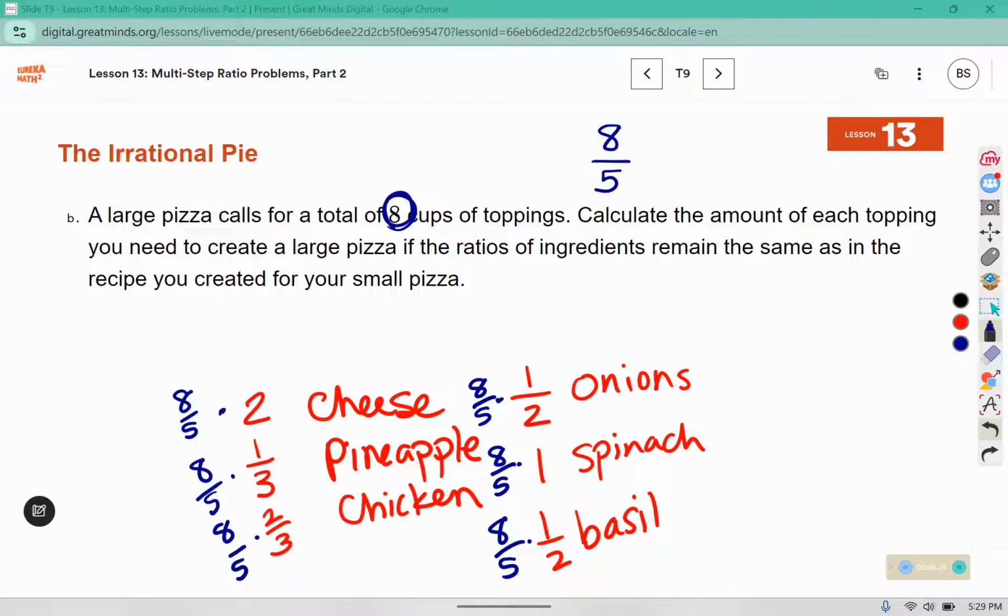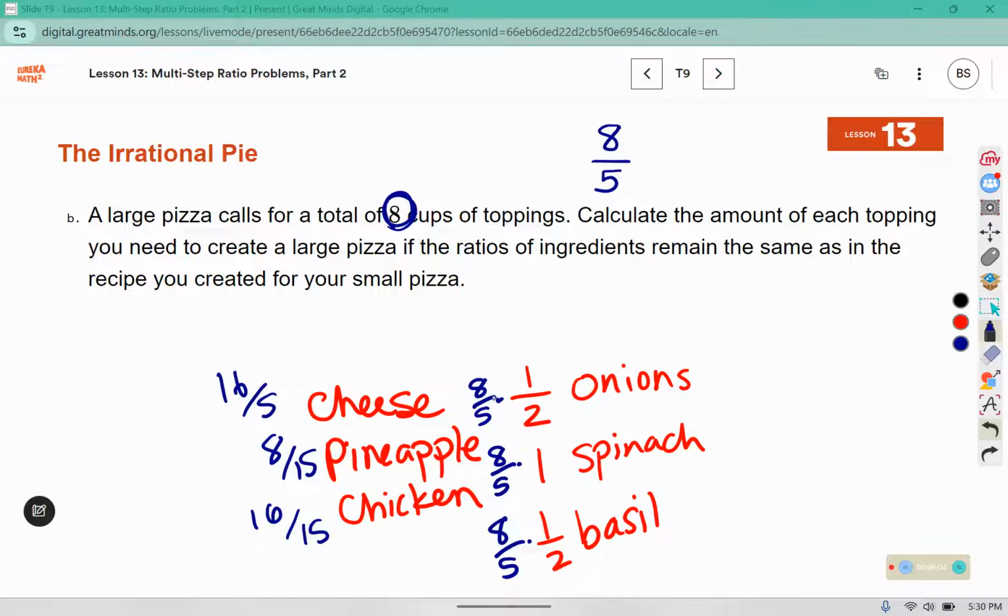Personally, it doesn't matter to me whether you reduce some or change them to mixed numbers. Your teacher might have a different preference. 8 times 2 is 16, so my cheese will say 16/5. 8 times 1 is 8, and 5 times 3 is 15. 8 times 2 is 16. 5 times 3 is 15. 8 times 1 is 8. 5 times 2 is 10.